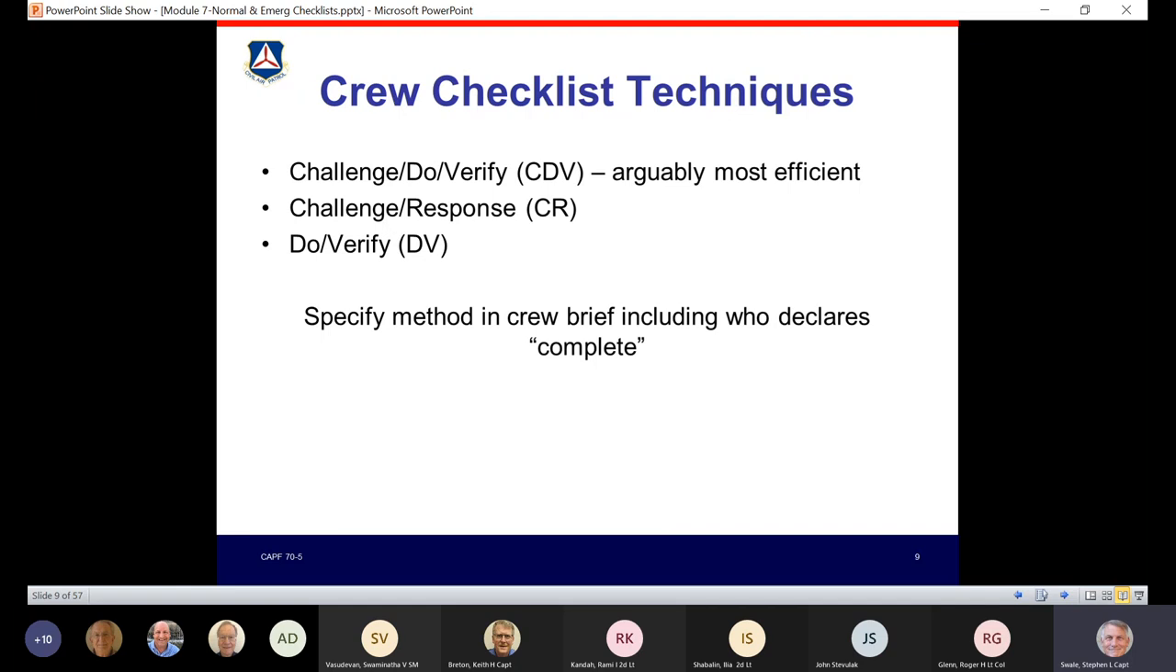So what are various crew coordination techniques? I've listed 3 here, and I've also provided some acronyms to define them.